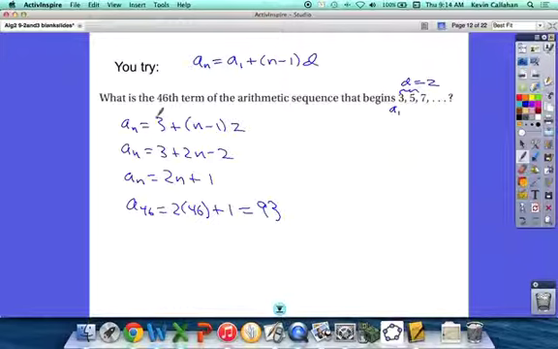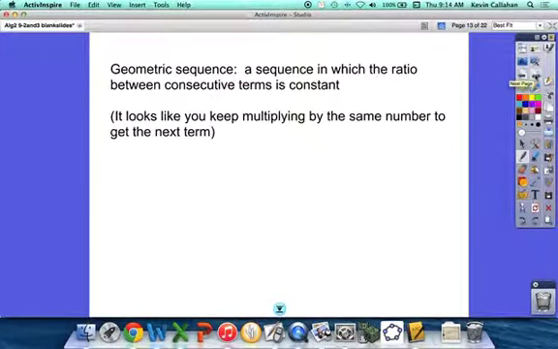Okay. So the geometric sequence, this switches to the next section, is the sequence in which the ratio between consecutive terms is constant. In other words, it looks like you keep multiplying by the same number. So arithmetic, you keep adding the same number. Geometric, you keep multiplying by the same number.